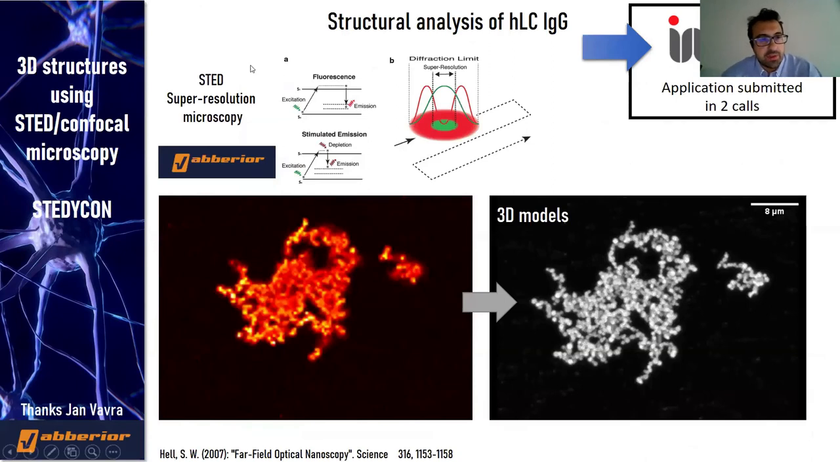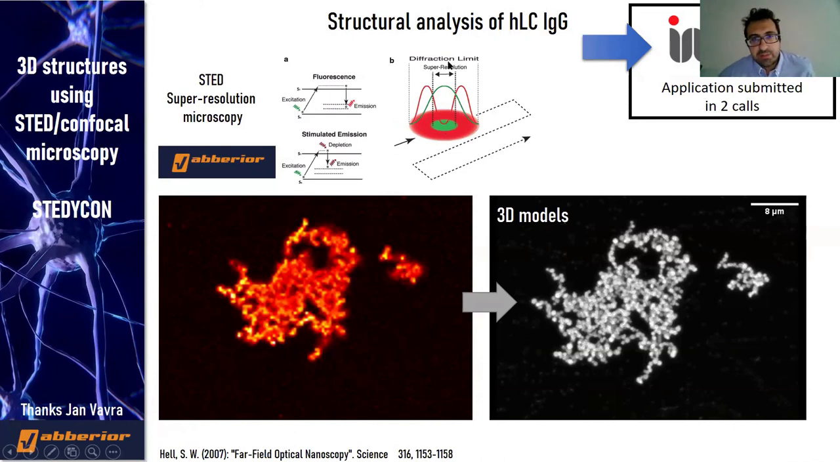We had good luck with a collaboration with Aberior. We had the chance to collaborate with Jan Vavra from the company Aberior, and they lent us a super-resolution microscope, Steadicon, for a couple of weeks. The principle of super-resolution microscopy, very briefly, is similar to confocal microscopy, but you increase your resolution by applying a donut-shaped beam, and here you increase the resolution by a factor of four by applying depletion of the emission in this spot.